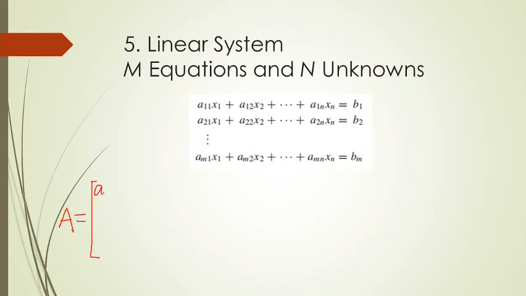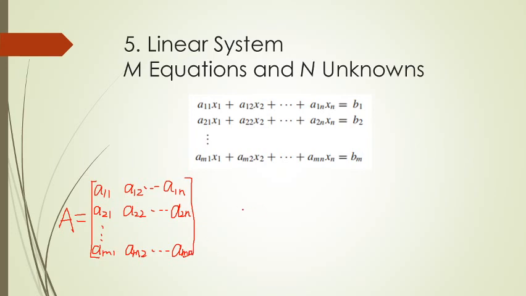I can write A11, A12, A1n, and then A21, A22, A2n, Am1, Am2, Amn. That is coefficient matrix A.